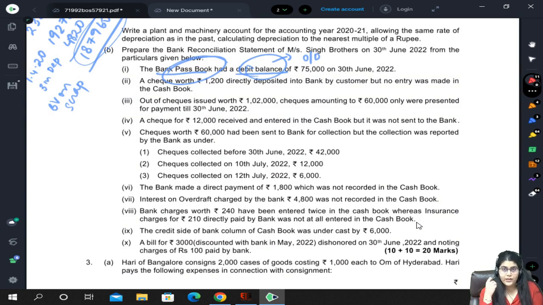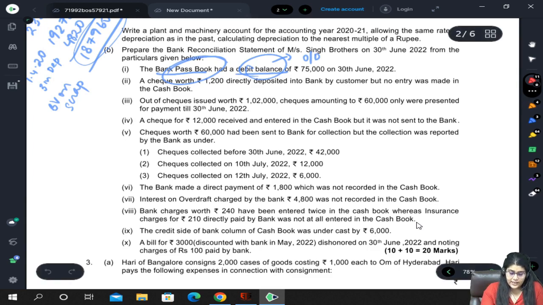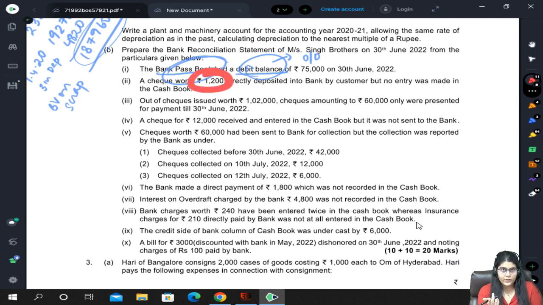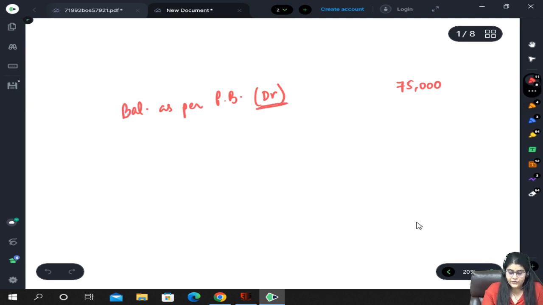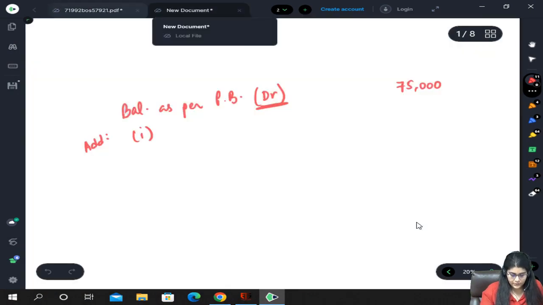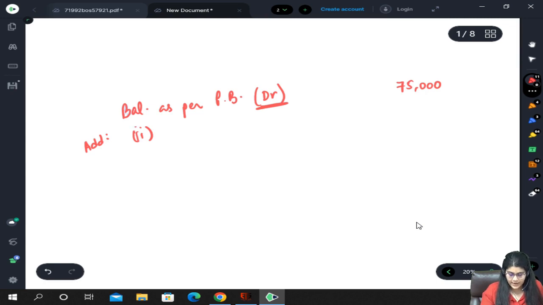made in the cash book. So we know that we have to move from the passbook balance to the cash book balance. So since this 1200 was not recorded in the cash book, ideally this should not have been recorded in the passbook as well. And what does this transaction do? It was directly deposited into the bank, which means it supposedly increased our bank balance. So now we have to decrease it. But again, since this question is for a debit balance, we are going to add this back. So part two, we will add back 1200.